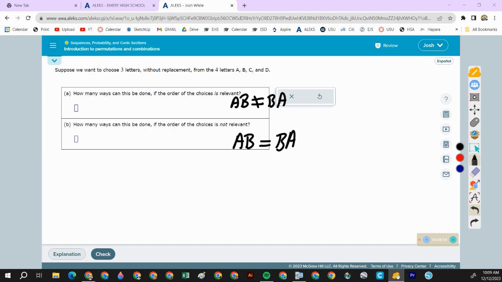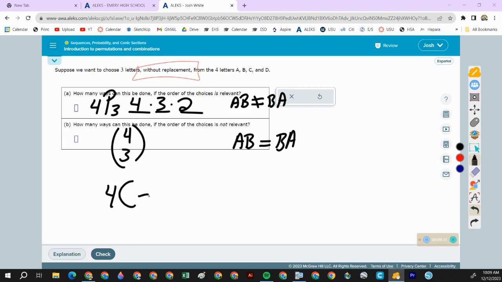So for a permutation, I could do 4P3, or the way I would do it is we have 4 options, and then 3 options, and then 2 options because this says without replacement. And then for letter B, it would just be 4 choose 3, or 4C3. That's how we calculate those.